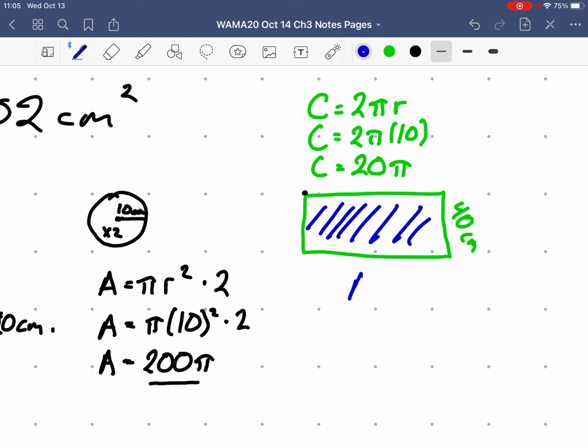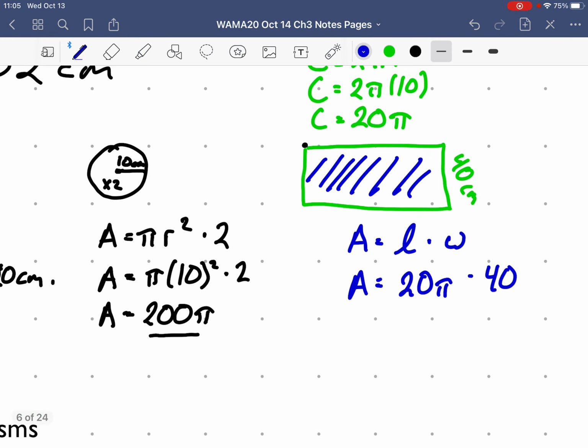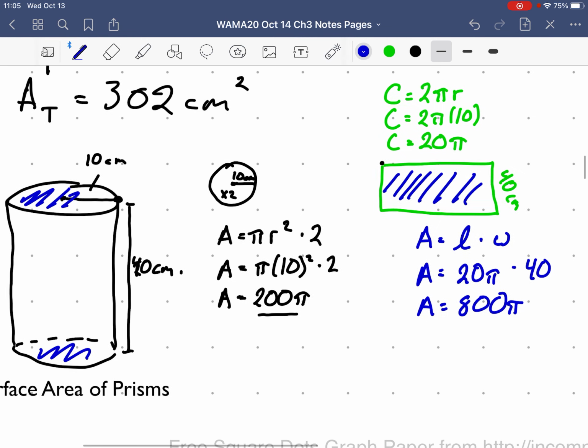Now the area of this, the area is equal to its length times its width. Its length is 20 times pi, and its width is times 40. So the area is equal to 40 times 20 is 800 times pi.